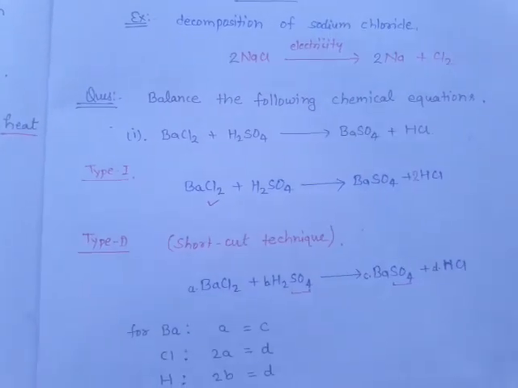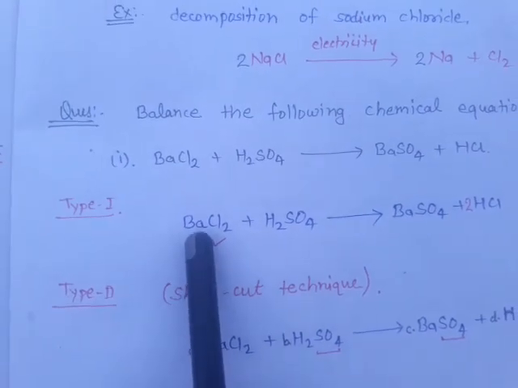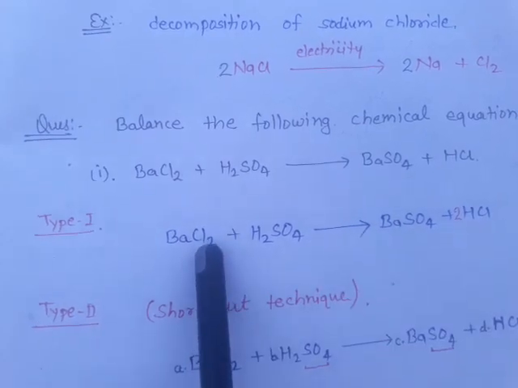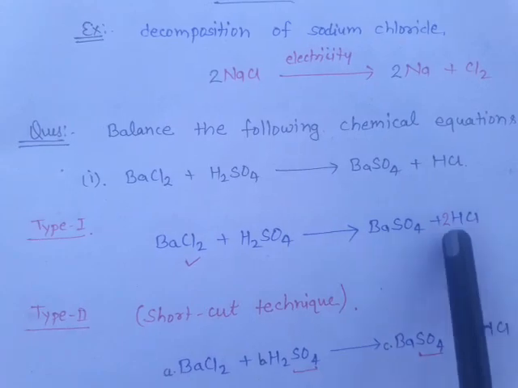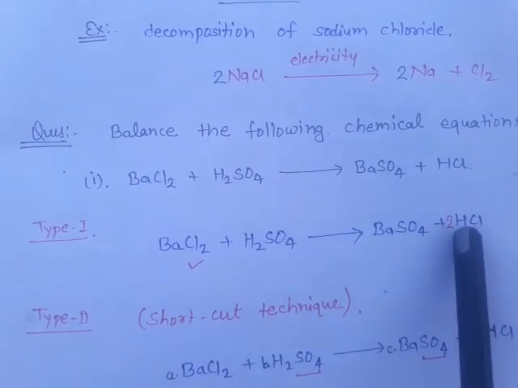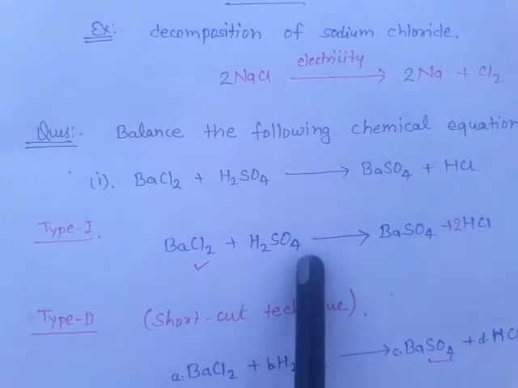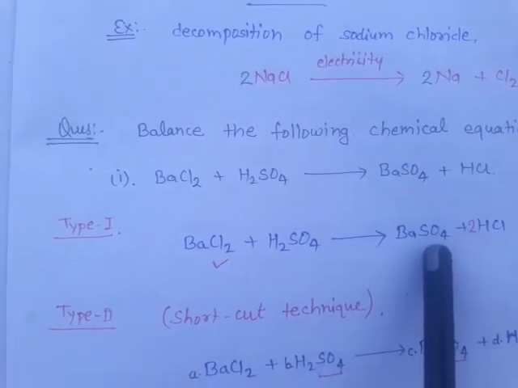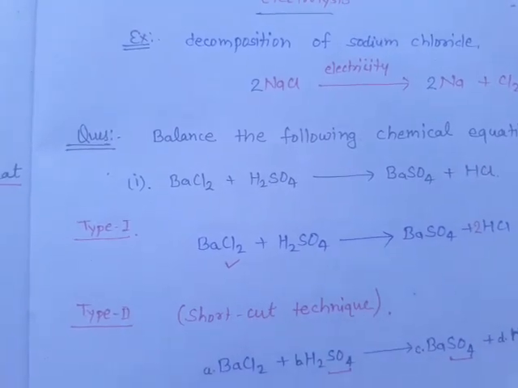The first type is the hit and trial method. Here barium is 1 on the reactant side and 1 in the product, so it is balanced. For chlorine, here the chlorine count is 2 and here it is 1, so we write 2 here. Hydrogen is 2 on both sides. Sulfate SO4 is 1 on both sides. So this is the balancing, and this method is said to be the hit and trial method.